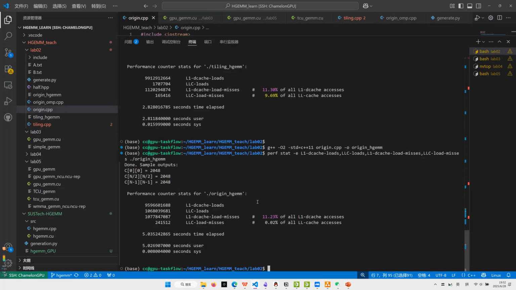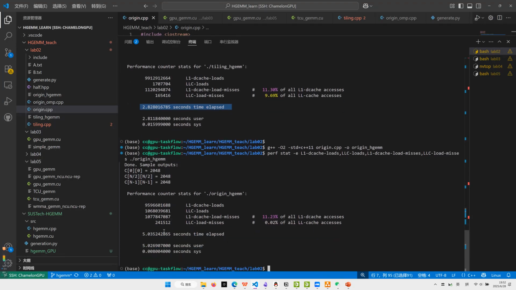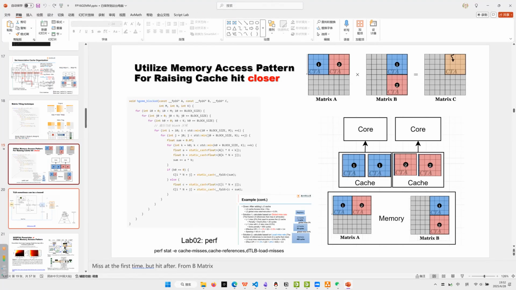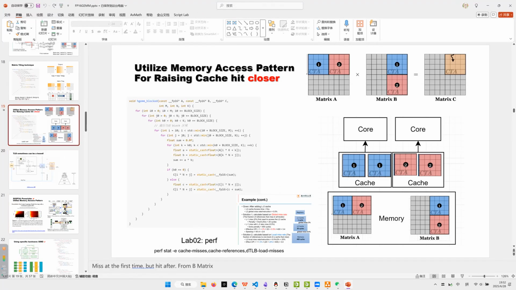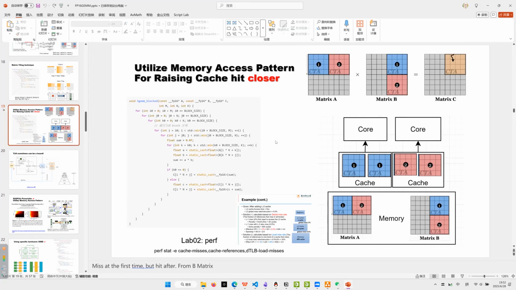You can also see that the first optimized program costs only about 2.8 seconds, but the second one costs 5 seconds. So this is our simple experiment to show that utilizing the memory access pattern will help raise the cache hit ratio and keep data in a closer cache.